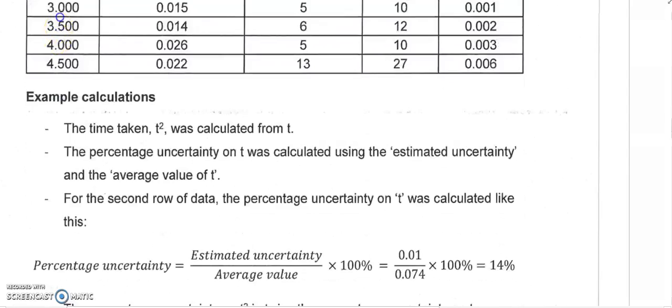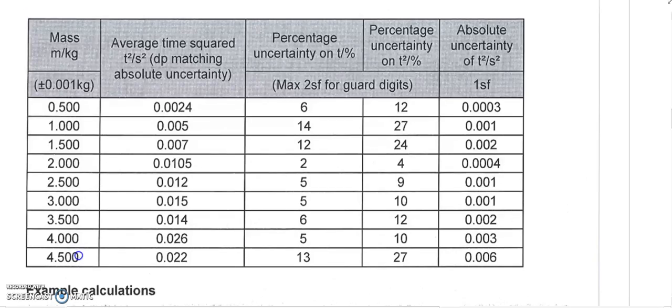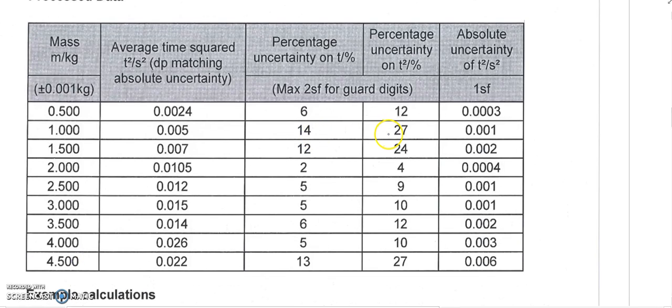Percentage uncertainty on time squared, therefore, is twice the percentage uncertainty on the time, and there's a reference for that piece of information from my A-level textbook. And once we have 14, double that. Now what I've done here is there's a rounding thing, so this is actually 13.5 when I did it in my calculator, so I doubled it and I got 27. But when I quoted this to two significant figures, I've quoted it as 14.